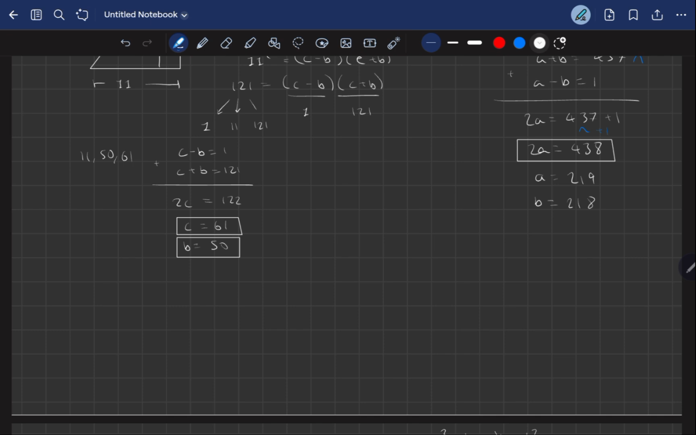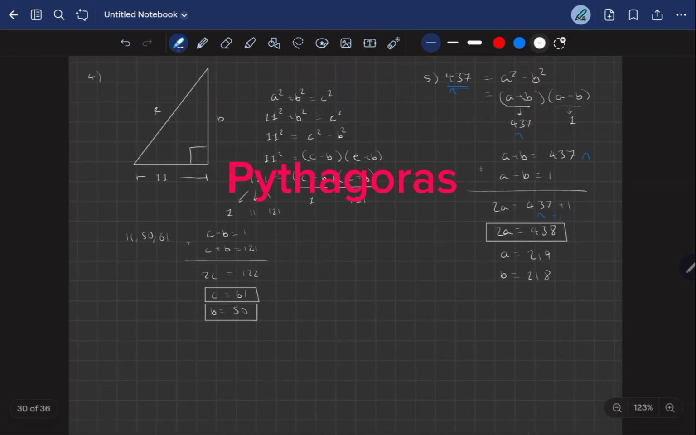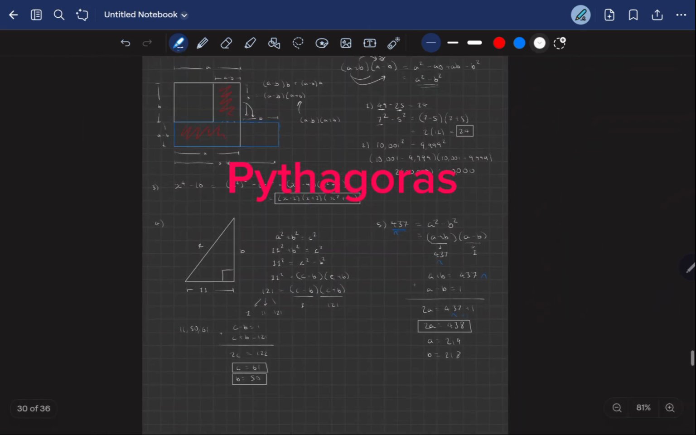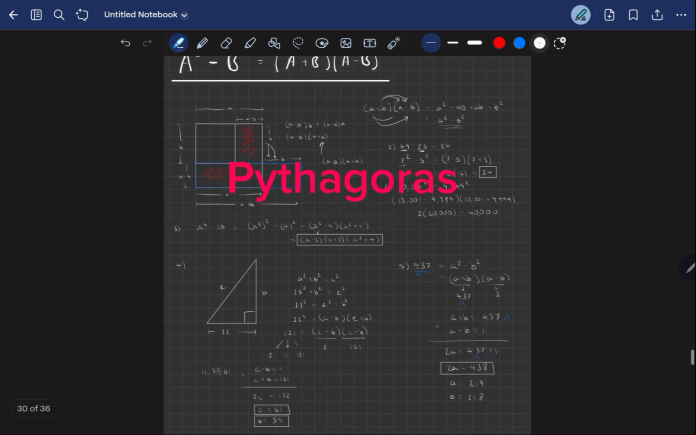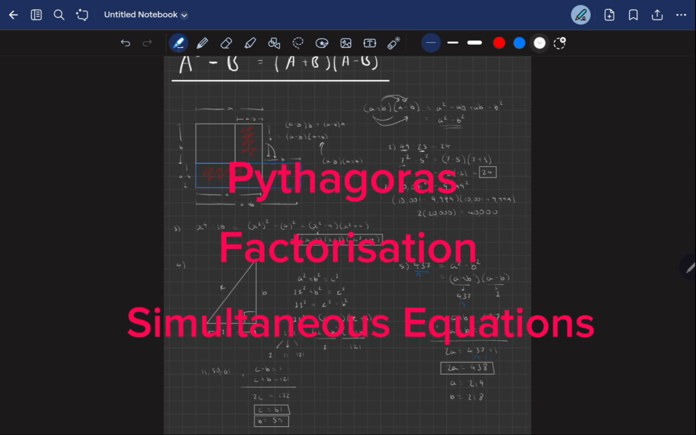Here are the common topics that you'll need to understand this video. You'll have to have a strong understanding of Pythagoras' theorem, as it's helpful when answering this kind of question. You'll have to understand factorization. You'll have to understand how to expand out brackets like we did at the very start. And you'll also have to understand solving simultaneous equations, which I will create another video on, which will be my next video.